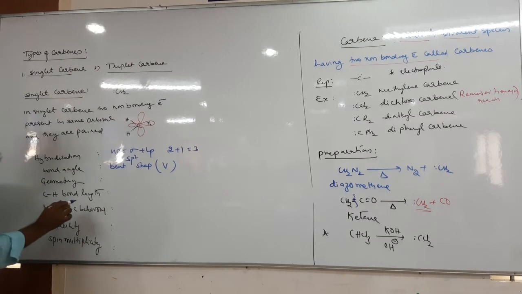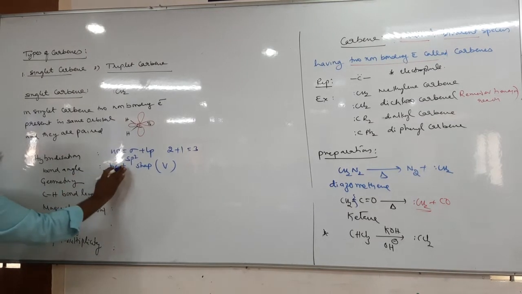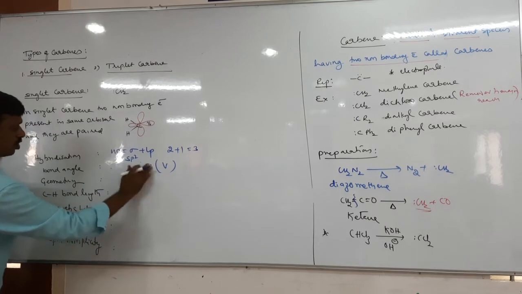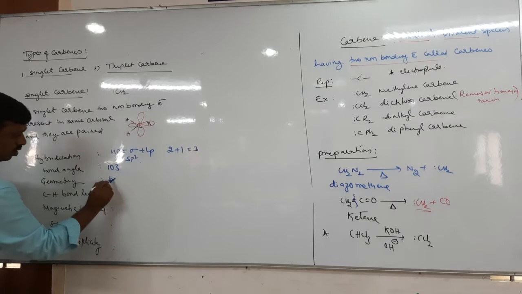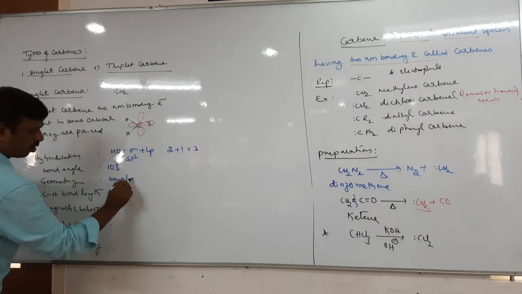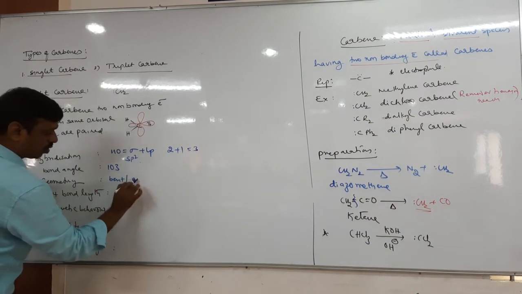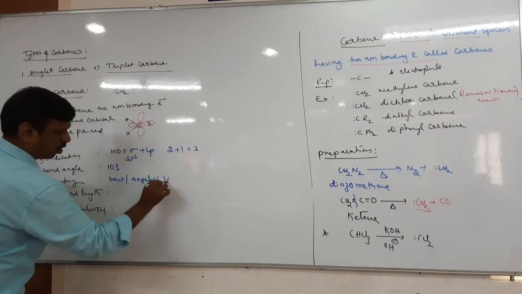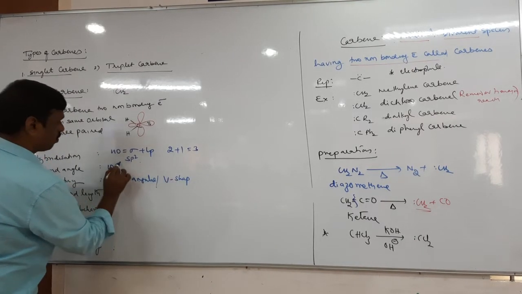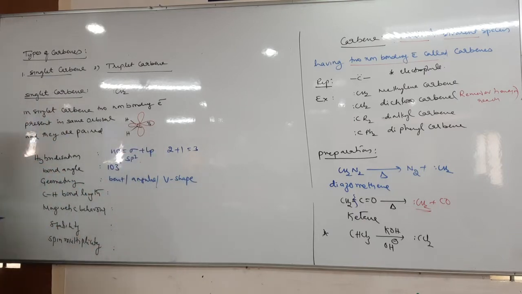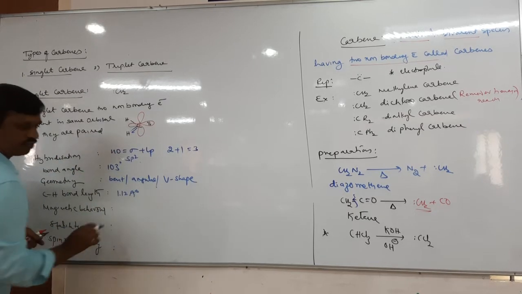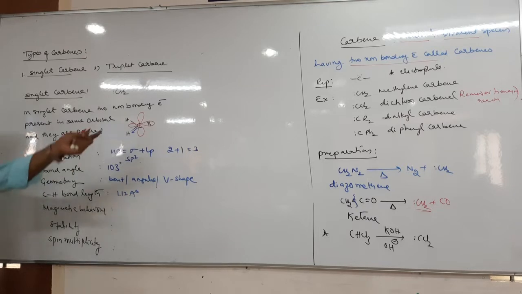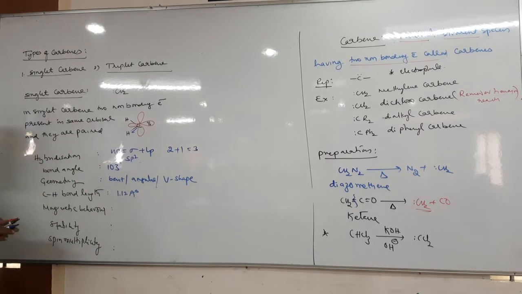Next is geometry. Bond angle we want, no. Bond angle you take 103 degrees. This is a bent, angular or V shape. Next is CH bond length. What is this bond length? It is approximately 1.12 angstrom. The bond length will be the same in singlet and triplet. And magnetic behavior, this is important.